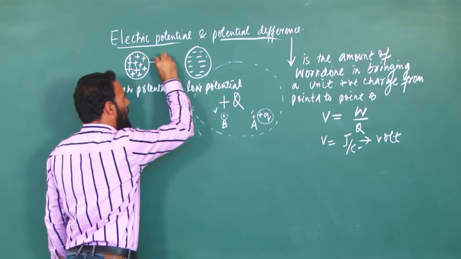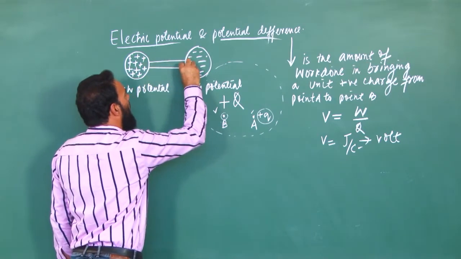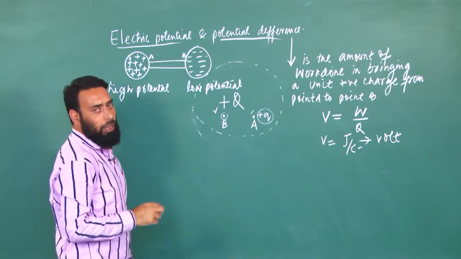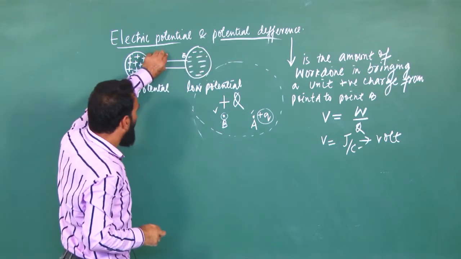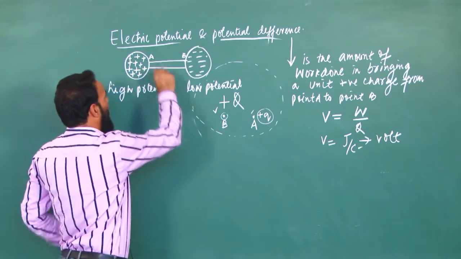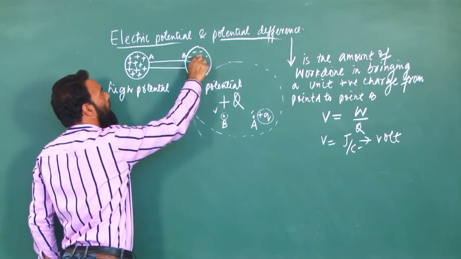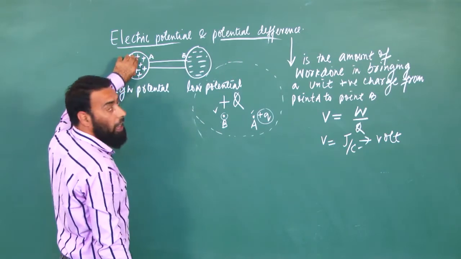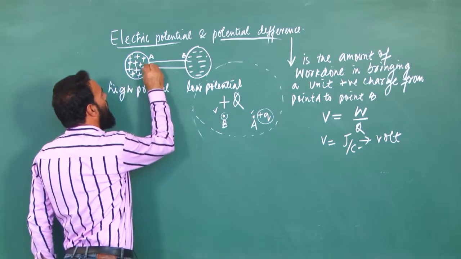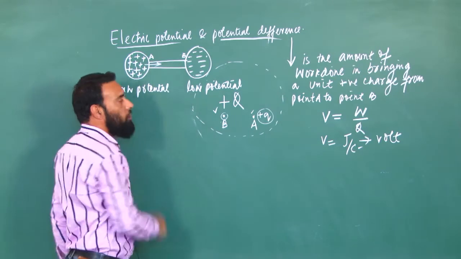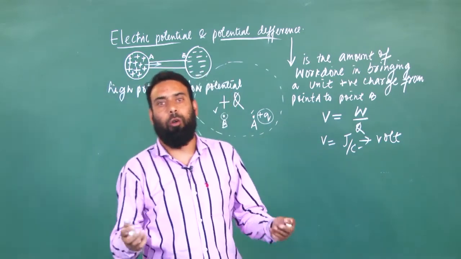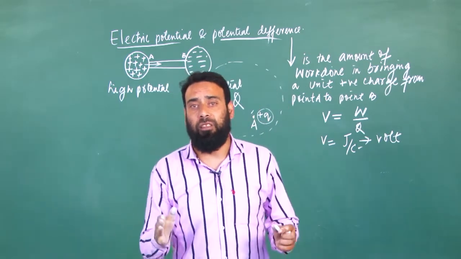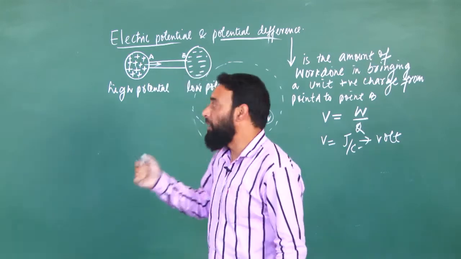So if we connect these, let A and B be a conductor, and I am applying a potential difference across the conductor A and B. At point B there is a low potential, and at A there is a high potential. Now, what will happen? The charges will start flowing from high potential to low potential. And you know, the flow of charge we call electric current. So until we create a potential difference across the ends of a conductor, current does not flow.